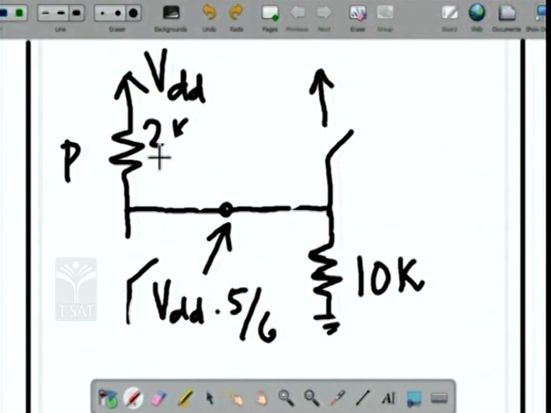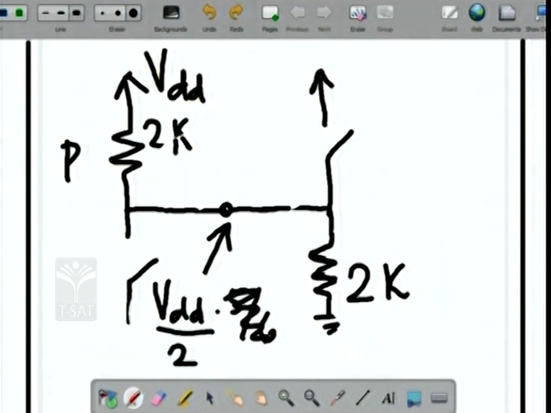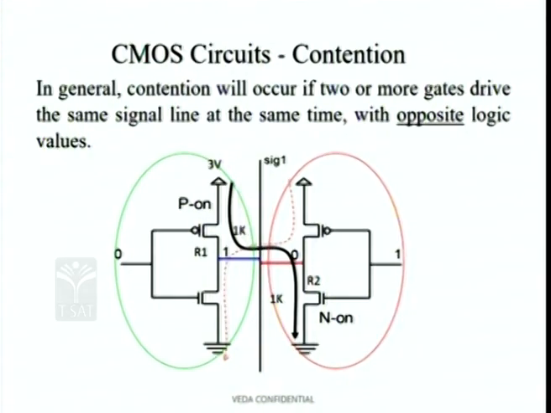But if both the drivers have equal strength, this also will be 2K, just as that is 2K. Then this will be not VDD, but VDD by 2, which is neither a logic 0 nor a logic 1. I hope this is clear about contention. So this is what I have shown as a contention.